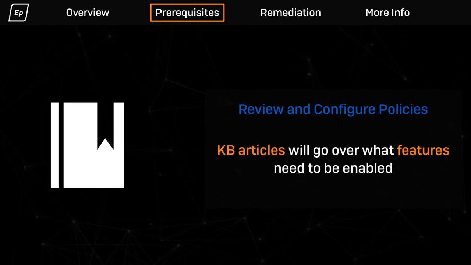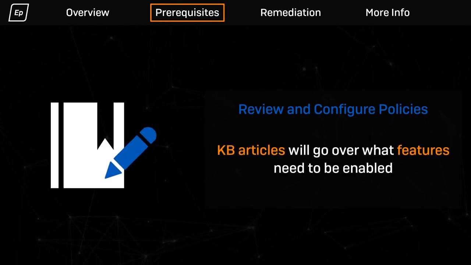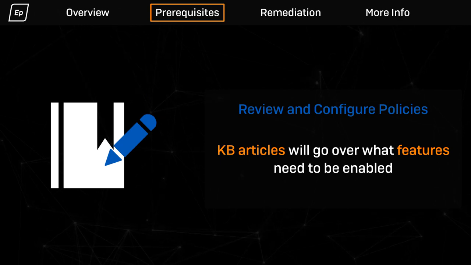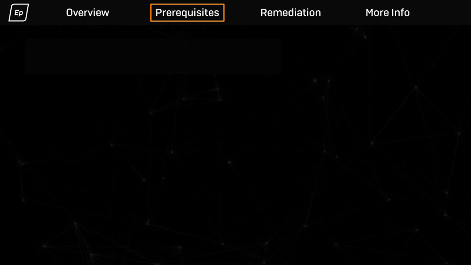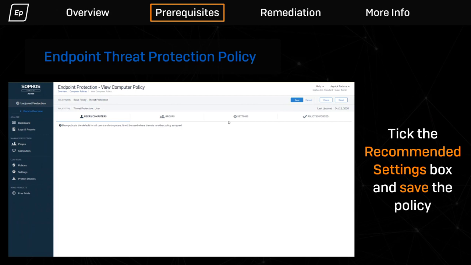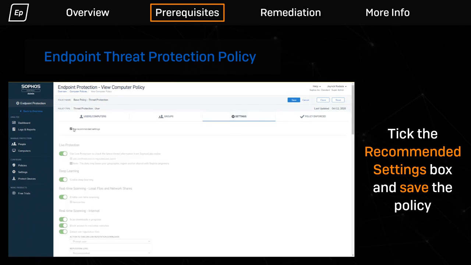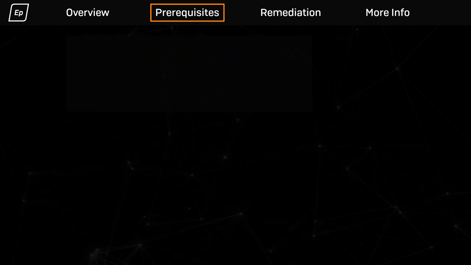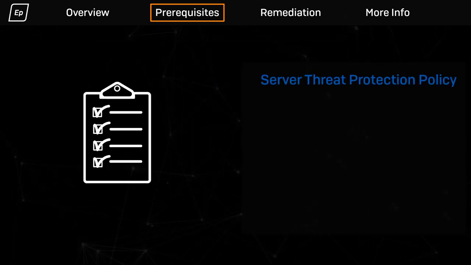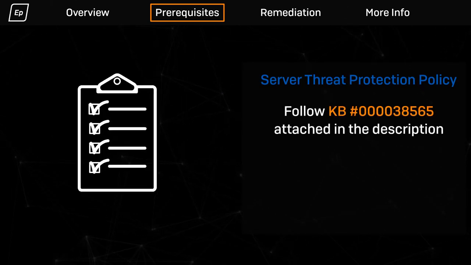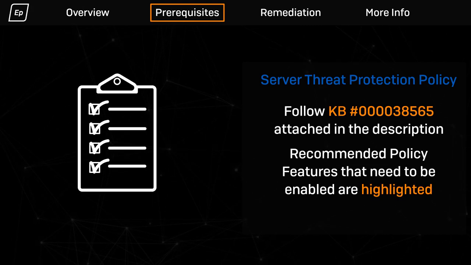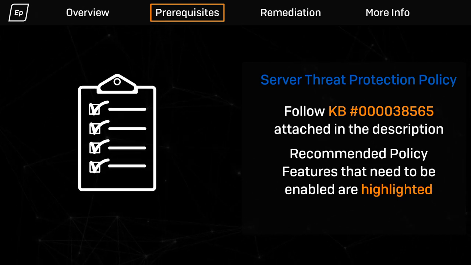Next up is reviewing and configuring your policies to maximize your protection. Sophos has knowledge base articles that detail the recommended policy settings for both the endpoint and server policy. Updating your endpoint protection policy to these settings is as simple as clicking on the button to use recommended settings and saving the policy. For servers, however, you'll want to follow the article that we have attached in the description, which goes over exactly which policy features you need to have turned on.